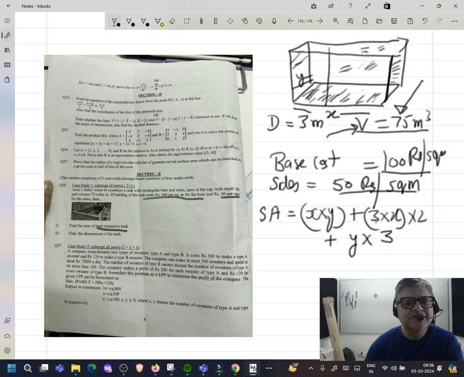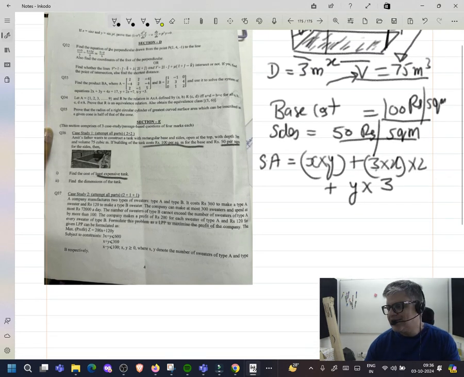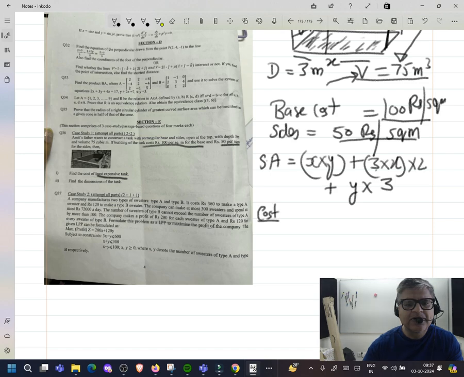We have to use the least amount of this sheet, and that's the only way we will be able to economize, right? So if you want to talk about the overall cost we have incurred, this is the bottom, the most expensive, X into Y. For 1 square meter, it costs you 100. So 100 X into Y is the cost of the bottom.